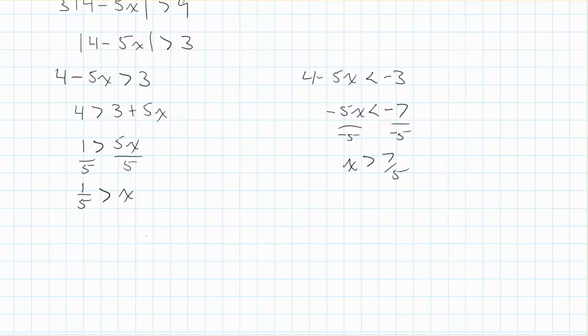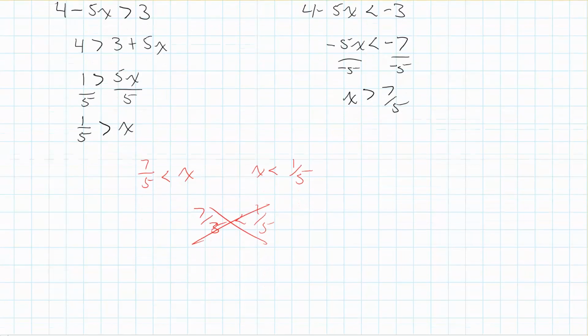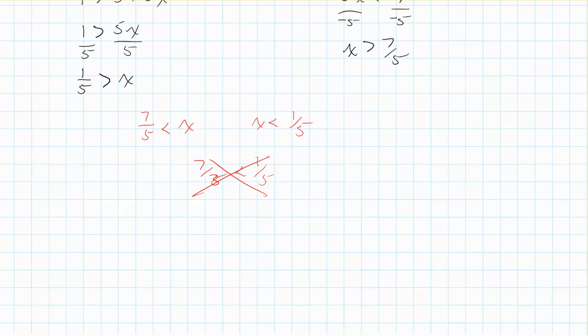Okay, so again, let's see if we could write this as a single long inequality. So we would have 7/5 is less than x, and x is less than 1/5. But then transitive would say that 7/5 is less than 1/5, but this is not true. So since that's not true, we can't write it as a single inequality, so we have to write them as separate ones. So we can write x is less than 1/5, or x is greater than 7/5. And that would be our answer.